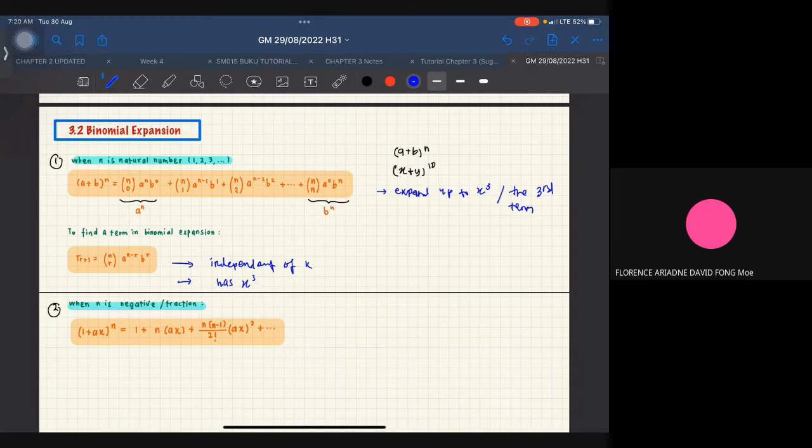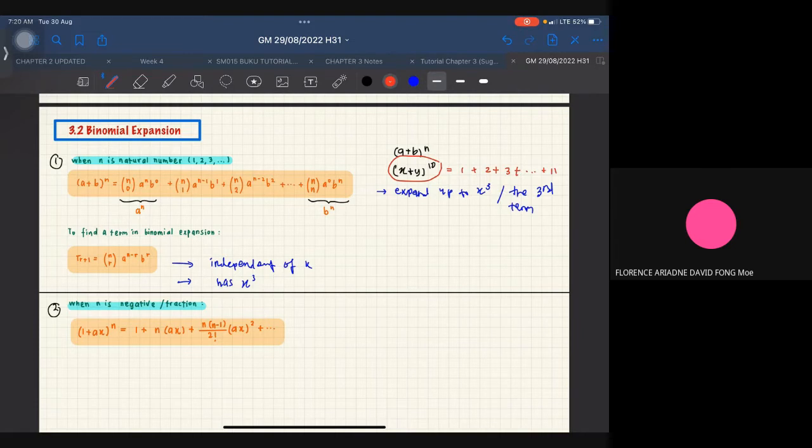Okay, sebab we know that, let's say lah, sekarang soalan adalah this one. X plus y power of 10. So you are going to have the first term plus the second term plus the third term plus sampai 11th term. So kenapa 11th term? Sebab kita ada kuasa 10. So bila kuasa 10, term kita akan jadi 11.